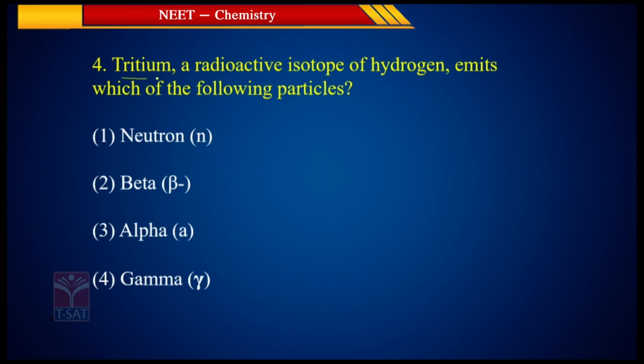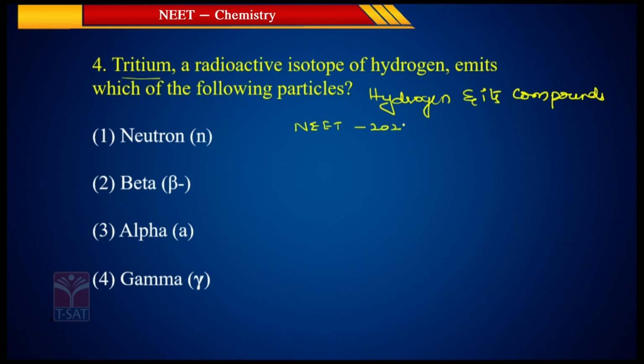Tritium is a radioactive isotope of hydrogen, emits which of the following particles? This question is from hydrogen and its compounds. I am writing the chapter name also. This question appeared in NEET 2023.